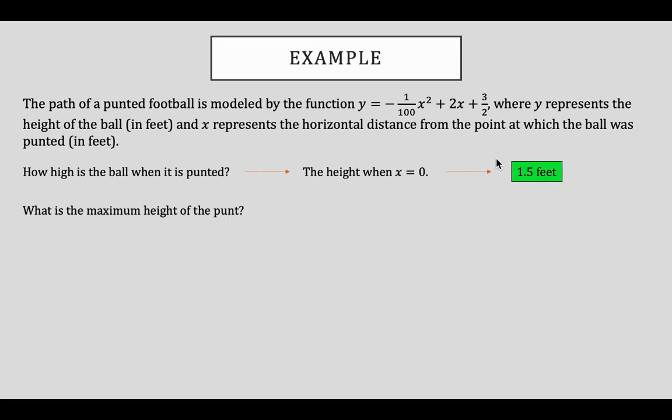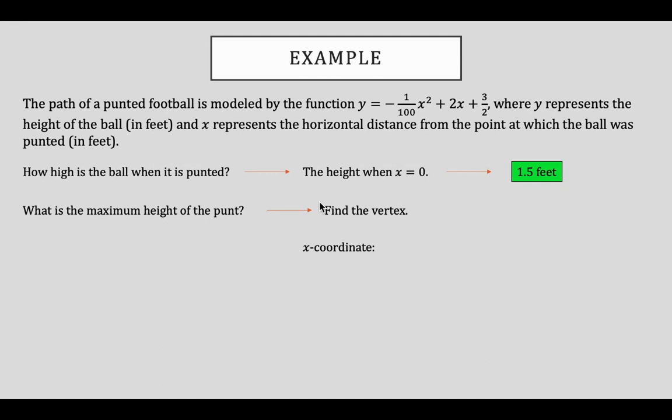What is the maximum height of the punt? Well, how are we going to find the maximum height of the punt? If you think about the trajectory of this object, where does its maximum occur? This is a parabola, and the parabola opens downward. So the maximum height of the punt occurs at the vertex of the parabola. Yes, we need to find the vertex, and we can do this using our vertex formula. The vertex formula is negative b over 2a, comma, f of negative b over 2a.